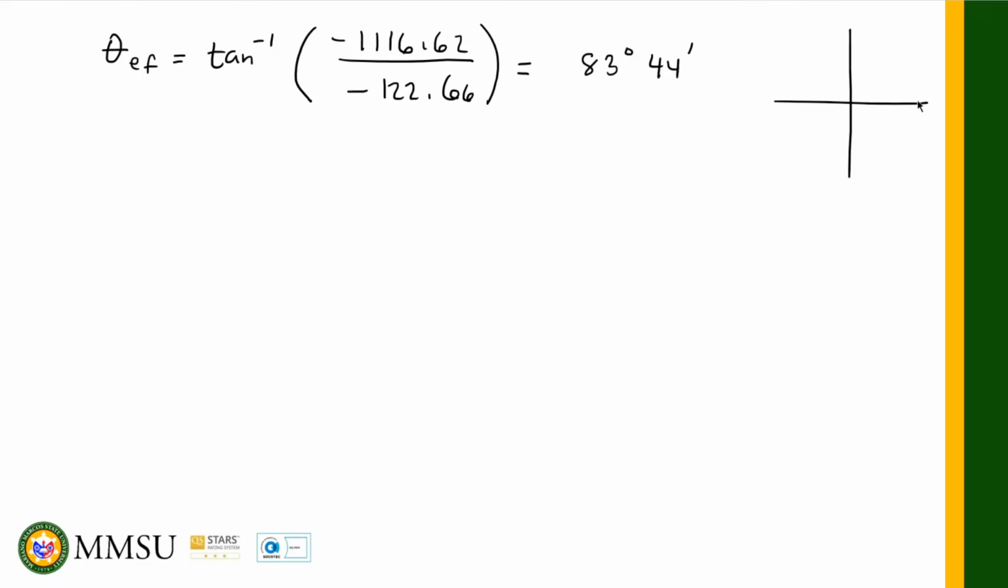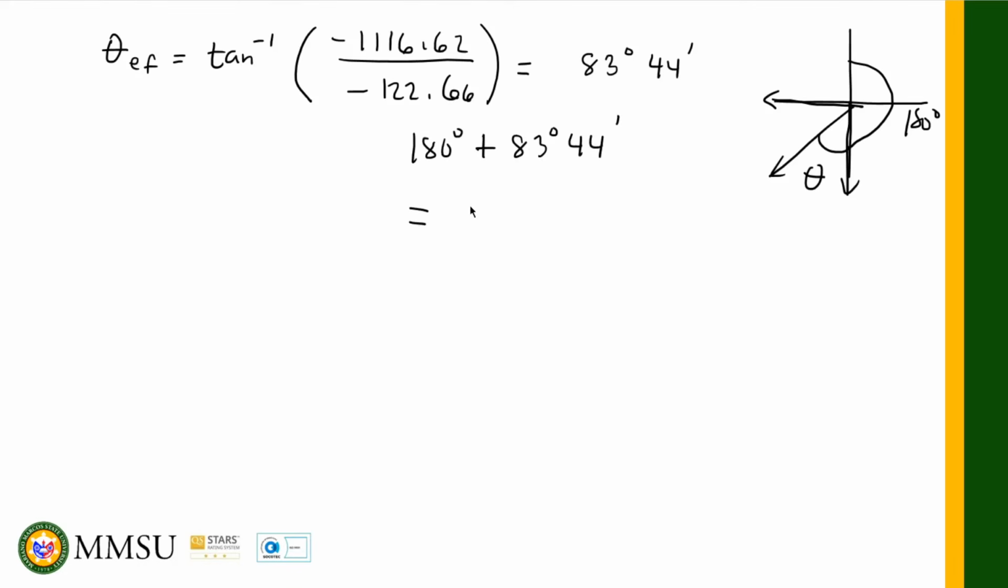So, titignan natin yung angle na yan. Saan yung angle na yan? Negative yung departure, negative din yung latitude. So, nasa third quadrant, ditong quadrant na to. So, nandito yung theta natin. So, to come up with the azimuth, ito yung azimuth natin. So, we should add 180 degrees to this one to come up with the azimuth. So, 180 degrees plus yung 83 degrees, 44 minutes na yan. And we should come up with 263 degrees, 44 minutes. Ito ngayon yung azimuth.